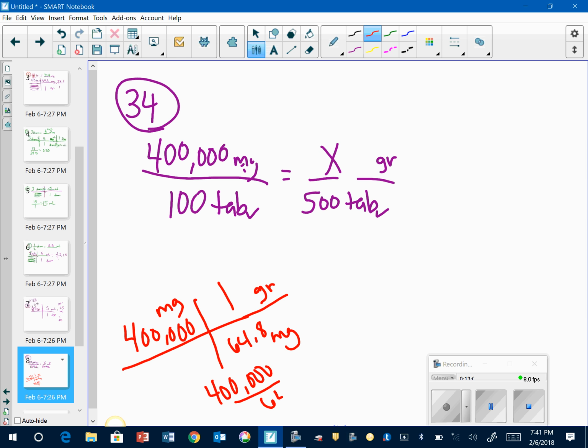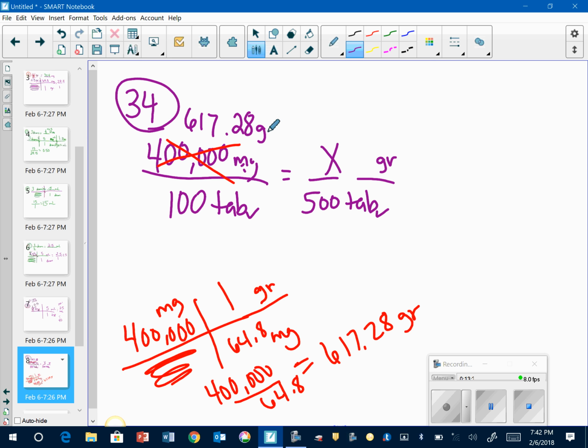So you multiply across, and you have 40,000 divided by 64.8 equals 40,000 times 1 would be 40,000. 64.8 times nothing is 64.8. Okay. So then, of course, when you do that calculation, it's 617.28 grains. Okay. So then we're going to mark this out, and our new number is 617.28 grains. So now we have the same units on top, so we're good to do our ratio proportion.